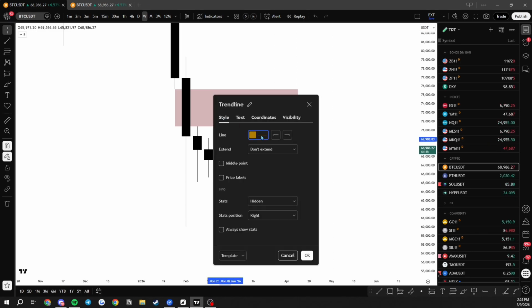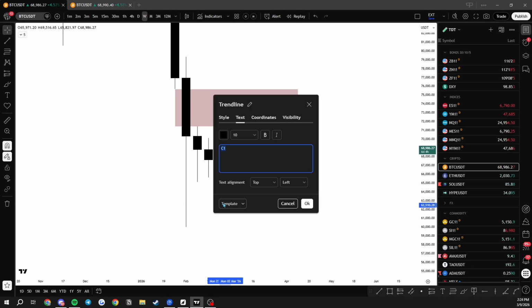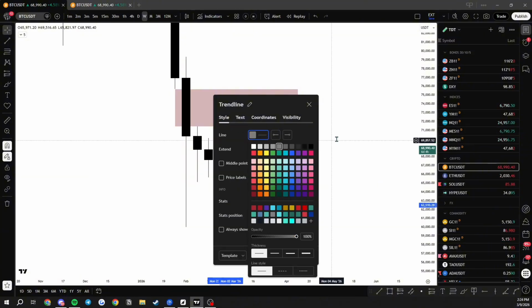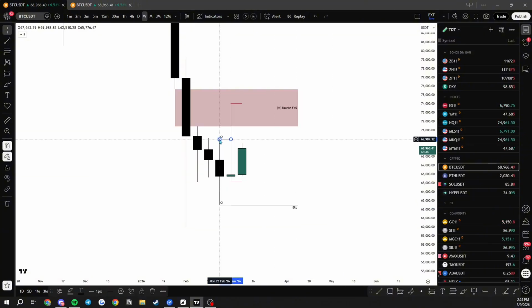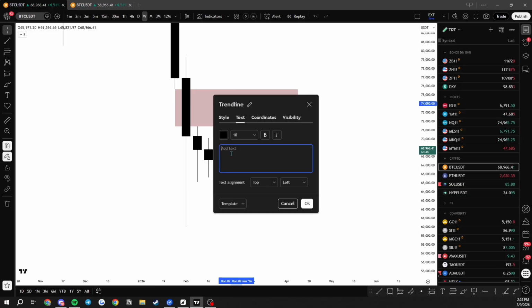What's a good color for accumulation? We'll just put gray or something. Okay. We're also going to map that out as well. We're going to put candle 1. We're just going to put accumulation or just an A, just so we're reminded. Okay. Let's map out our candle 2. Candle 2, like we just spoke about, that would be our manipulation.